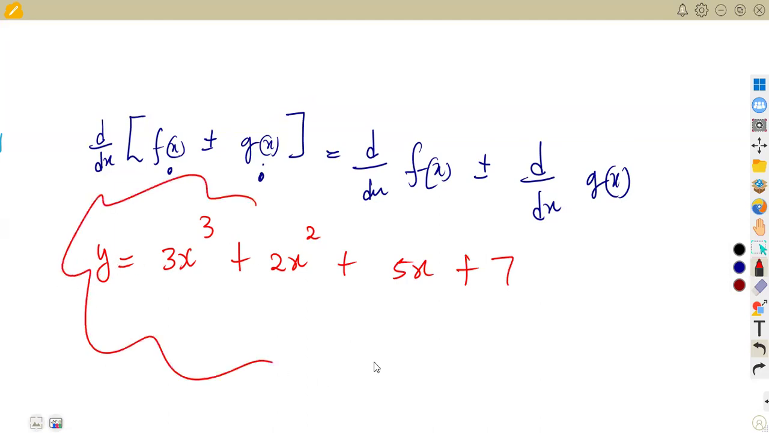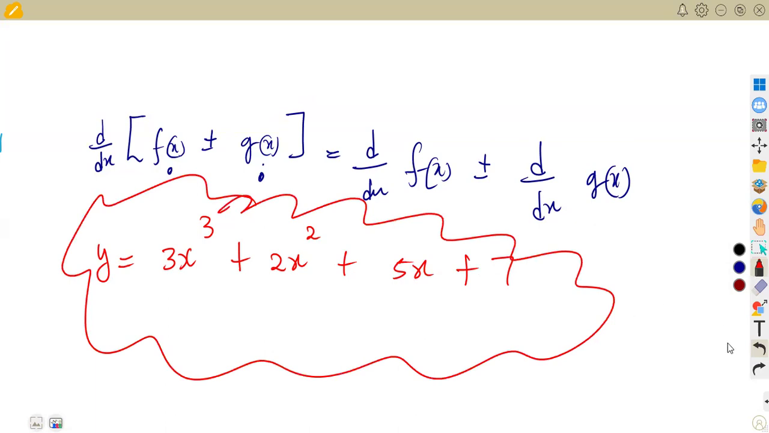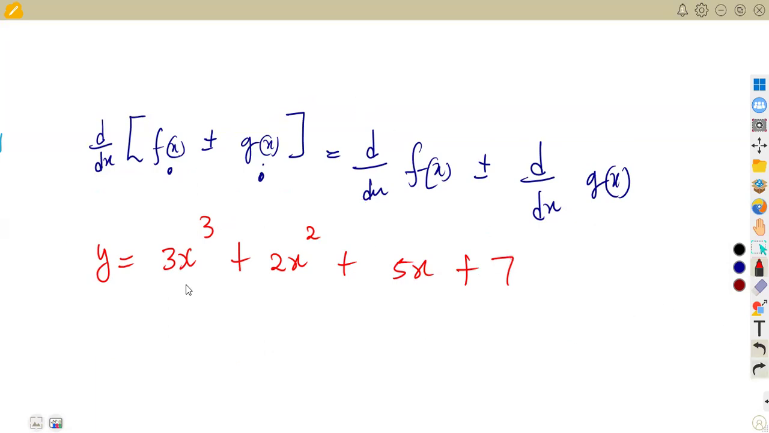When I'm given an expression of this nature, asked to find the derivative of y with respect to x, what am I going to do? This indication means differentiate each term separately. It does not mean that I have to write d/dx, d/dx, d/dx. Yes, we can do that, but there is no need to do that, guys. Just differentiate this. You now know the basic derivative, how it is done.